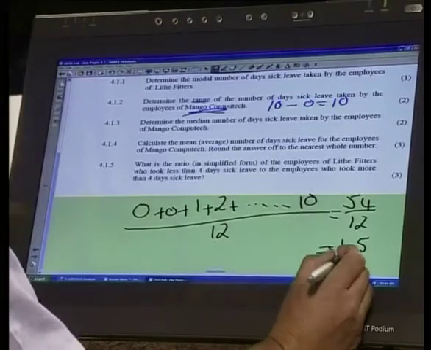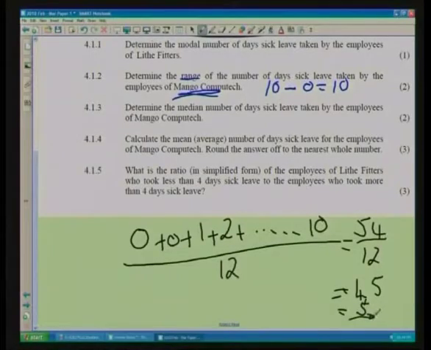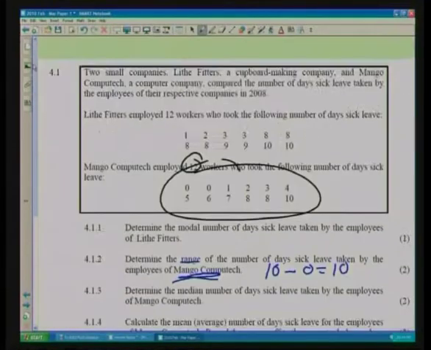Folk, you lose so many marks in an exam by not listening to the instructions. And you have to know how to round off. If you don't know how to round off, learn how to round off. Now, 4.5 to the nearest whole number is 5. So we can say the mean number of days that were taken off were 5.